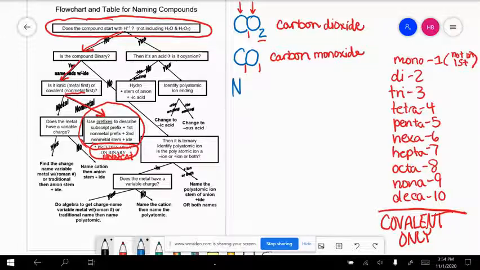How about this one? This is laughing gas. This is what doctors use to relax patients at the dentist office. So we're going to say nitrogen is first. It is a nonmetal. This is a covalent compound. So we're just going to use our prefixes. We're going to read it and write it down. We're going to see that nitrogen has a 2. So it's going to be dinitrogen. Oxygen has a 1. So monoxide.